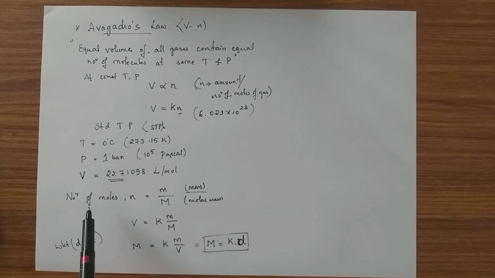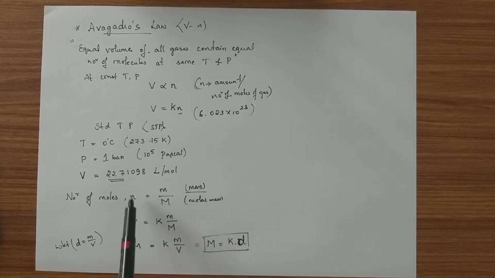So we already know the number of moles is equal to mass by molar mass. We substitute this n value into the equation. Then on rearranging we get m by v. M by v is nothing but density. So m equals K into D. Clear? This is the relationship between the molar mass and density.